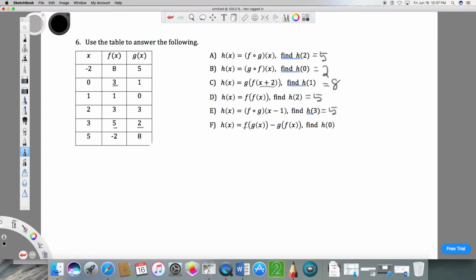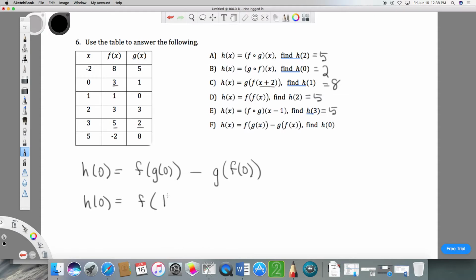All right, finally here, we want to evaluate h at 0, and h is defined to be a subtraction. And the first term is a function composition. Well, that's the same as f composed with g, evaluated at 0. Then our second term is the composition in the other direction. So we can use the table here and say that g evaluated at 0, when x is equal to 0, g is 1. So this is f evaluated at 1. What am I going to replace this f evaluated at 0 with? When x is 0, f is 3.